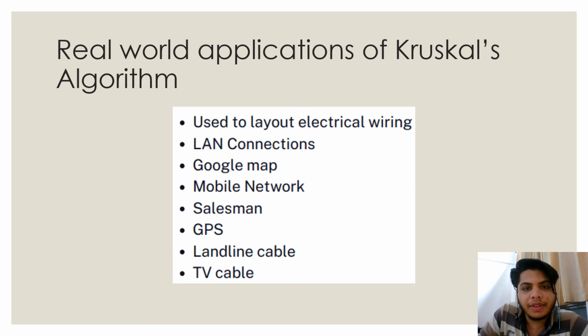Then we have the real world applications of Kruskal's algorithm. It is used to lay out electrical wiring, LAN connections, Google Maps, mobile networks, traveling salesman, GPS. So here you have to think about the greedy algorithm. Since Kruskal's algorithm is a greedy algorithm, it gives you the best solution. In all these cases, having the best solution is very important for real life applications. That's why we have things like GPS and landline cable. You need the best solution in these cases.